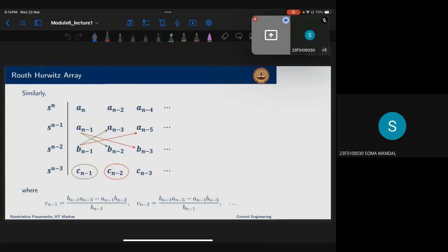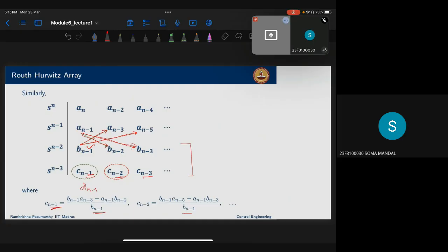So here you can see cn minus 1, cn minus 2. The green ones are cn minus 1, this one divided by bn minus 1. The red ones, this one divided by bn minus 1, that is cn minus 2. Hope this is clear. Okay, so again you will find cn minus 3. Next, if you are getting dn minus 1, you will just use these two rows.